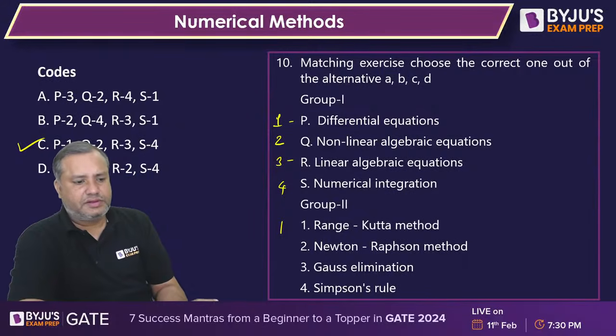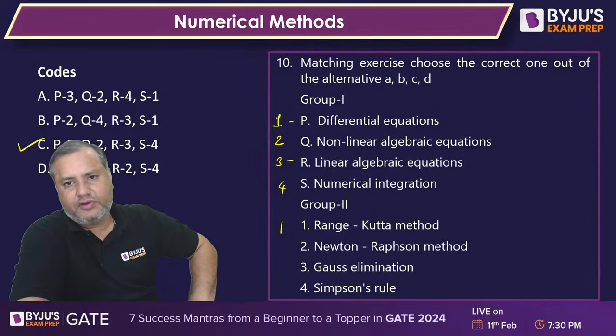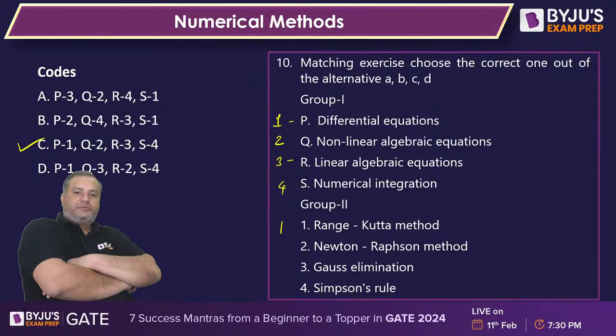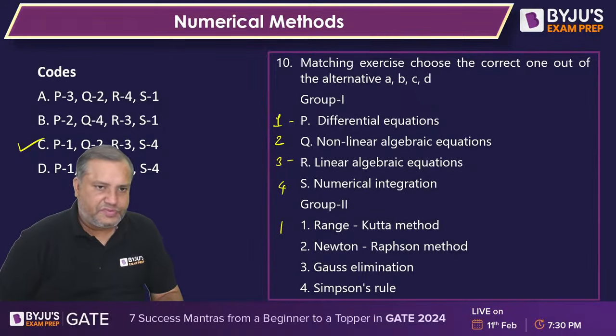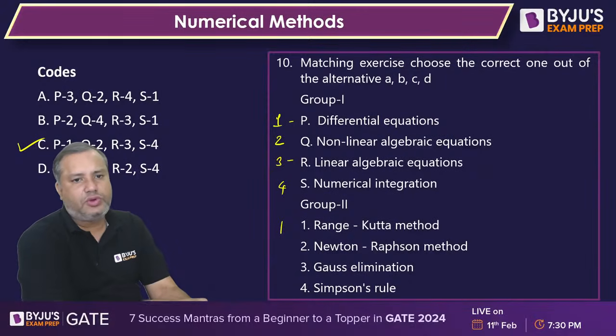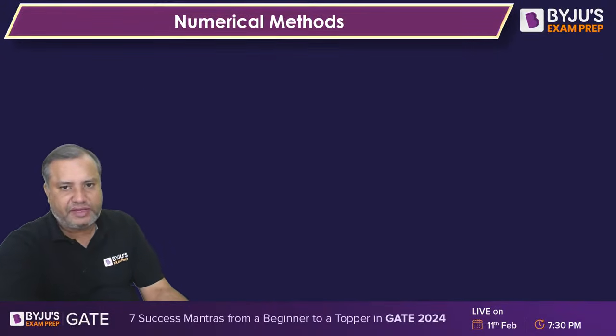In group 1, there is the type of the equation, and group 2 represents the method name. So option C gives you the correct mapping, P, Q, R, S, 1, 2, 3, 4, simple mapping.